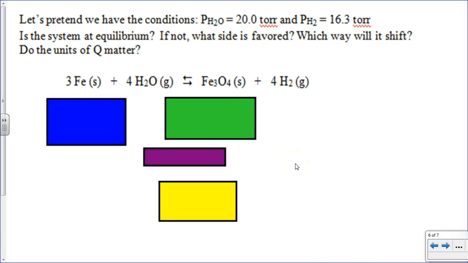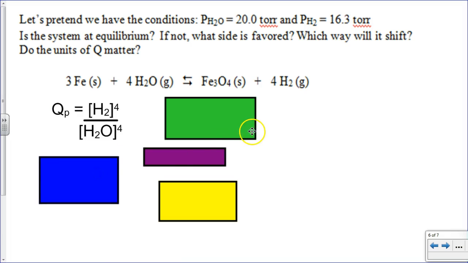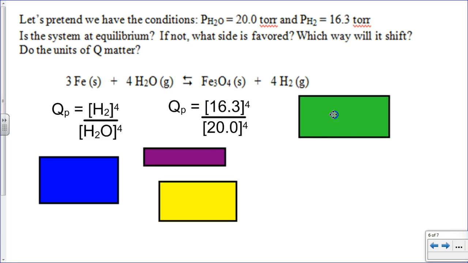Okay, now let's piggyback off that same problem and let's try this. So here are some new pressures given to you for the exact same reaction, and we're asked which way is going to shift and which side is favored, and do the units of Q matter? So again, from the last problem, our Q is hydrogen to the fourth divided by water vapor to the fourth. The new values we have in this problem are right here. So plug that into your calculator, please. You can pause the video and give this a shot.